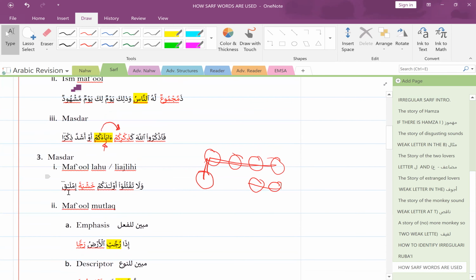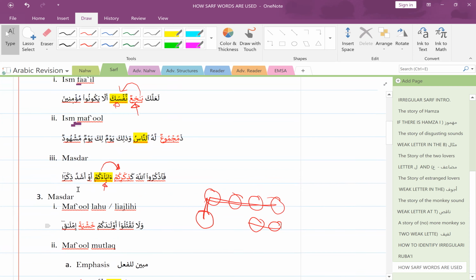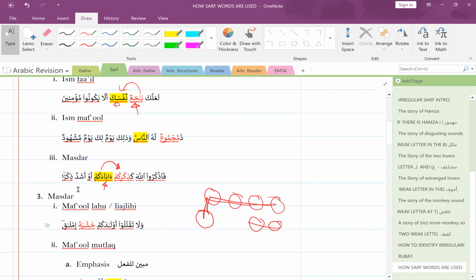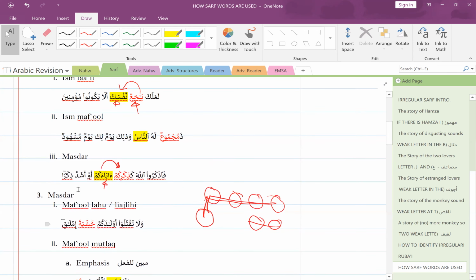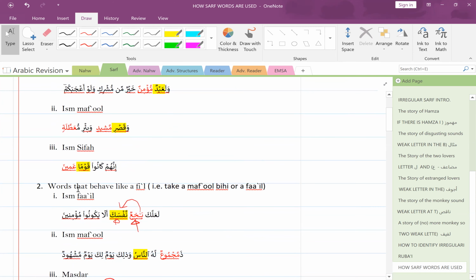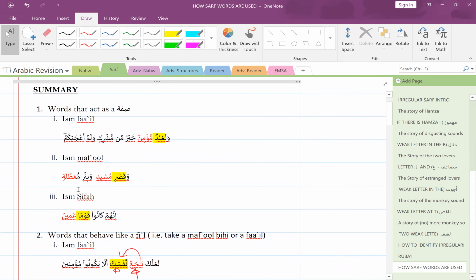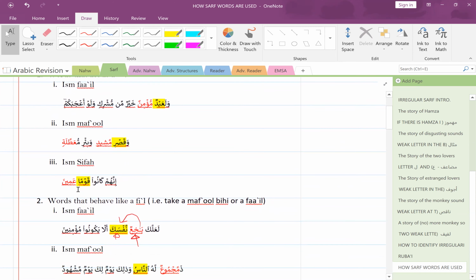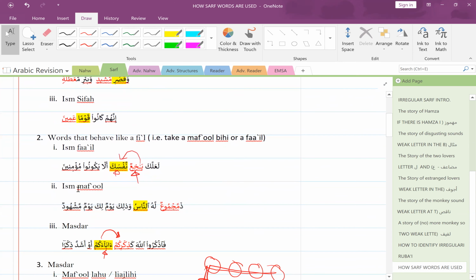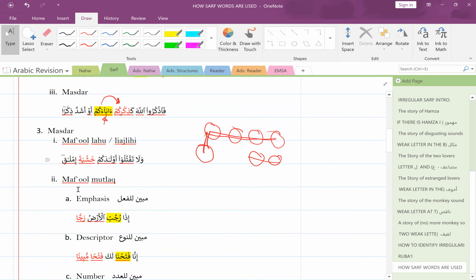So yeah, the last thing we're going to look at is masdars. Masdars have different functionalities, and that's why I think it's important for us to go into deeper details. We've looked at how different words act as sifas, and how different words act like fi'ls. Now we want to see how different masdars perform different jobs. Because sometimes you see a masdar and you don't know what it's doing. We've already seen that it can take a maf'ul bihi.